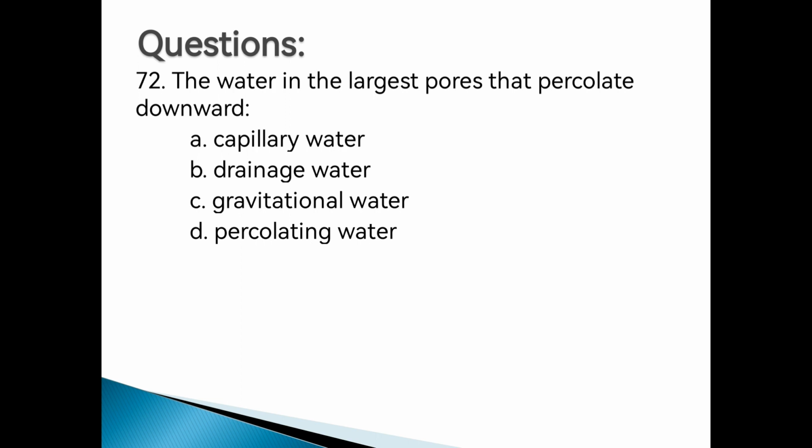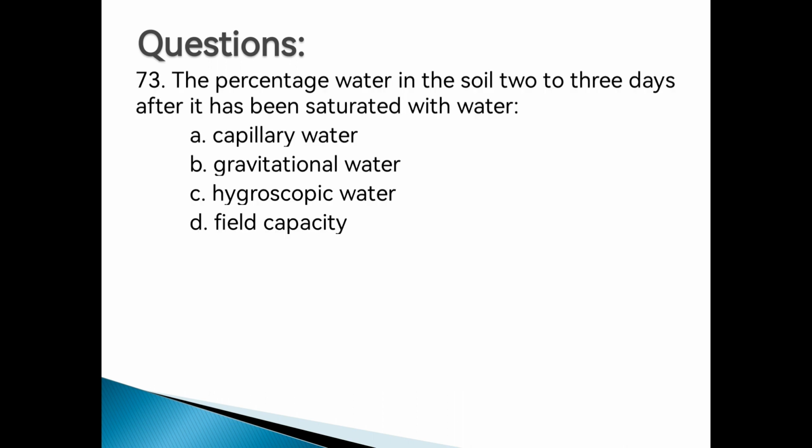Number 72. The water in the largest pores that percolates downward: A. Capillary water, B. Drainage water, C. Gravitational water, D. Percolating water. The correct answer is C. Gravitational water. Number 73. The percentage of water in the soil 2 to 3 days after it has been saturated with water: A. Capillary water, B. Gravitational water, C. Hygroscopic water, D. Field capacity. The correct answer is D. Field capacity.